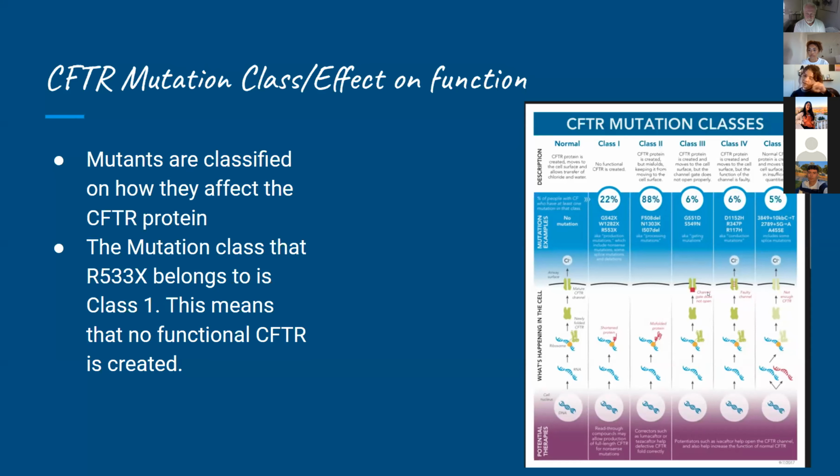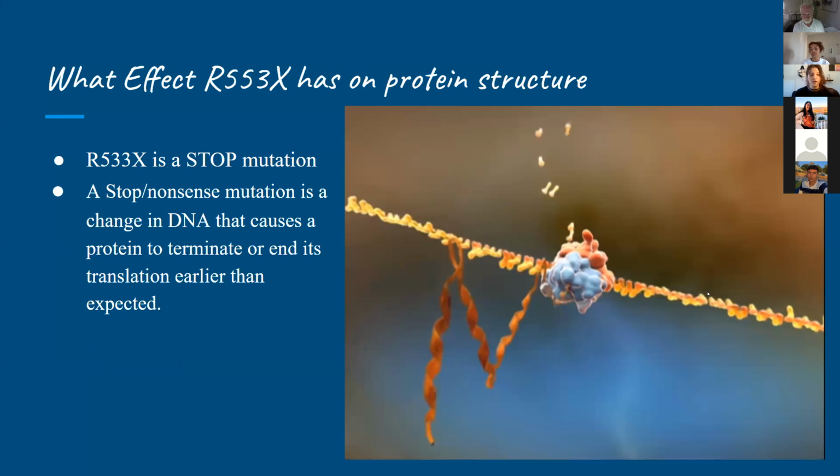In the chart next to it, you can see a lot of different classes of mutations. And in the next slide, we have the effects of the mutation on the structure. The nonsense mutation occurs in exon 11 of the CFTR gene and produces a shorter protein, which essentially just means it's reduced or completely absent. There is an image to help you visualize this.